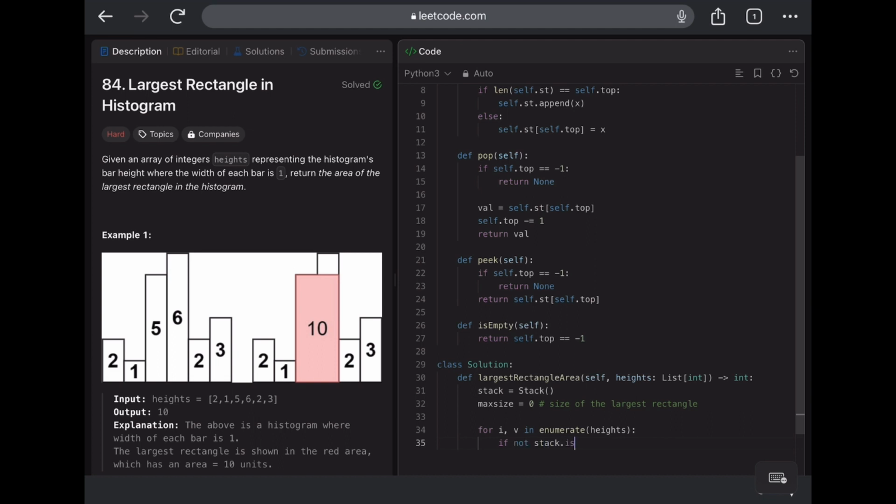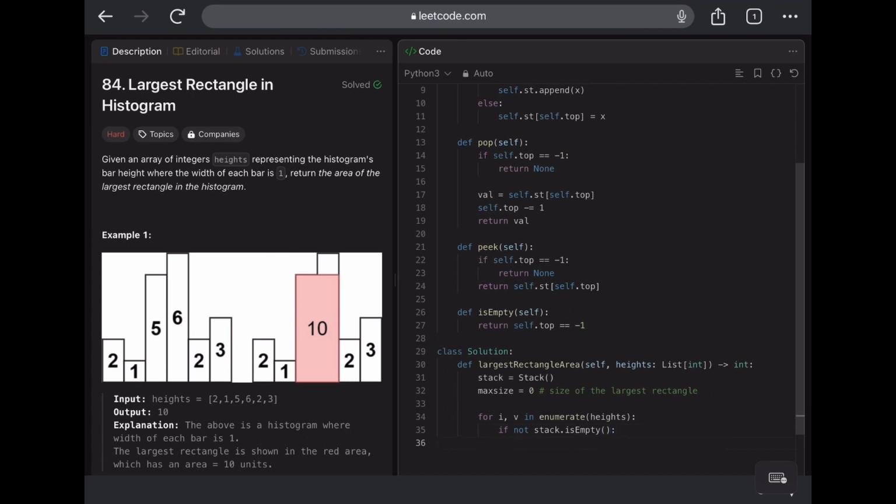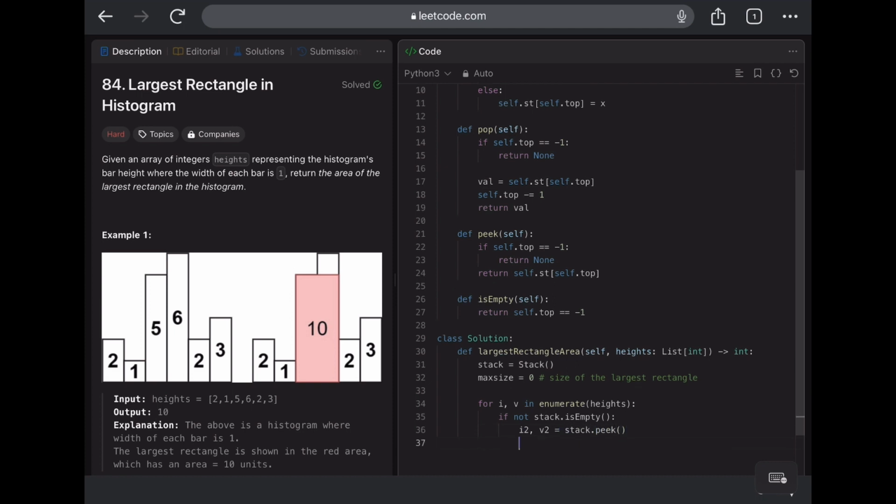If it has something, then there's a possibility that there might be an element in there for which we have found the right boundary of the rectangle. Okay, but first of all, let's take a peek at what is there at the top of the stack. And since our stack stores both the index as well as the value, we're going to do a stack.peek and get both the values. And then in case the current element in the array is the right boundary, what will be the end index? It will be i minus 1.